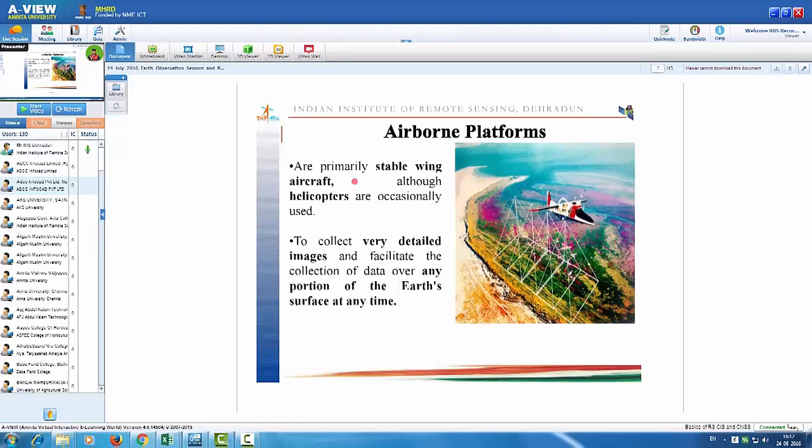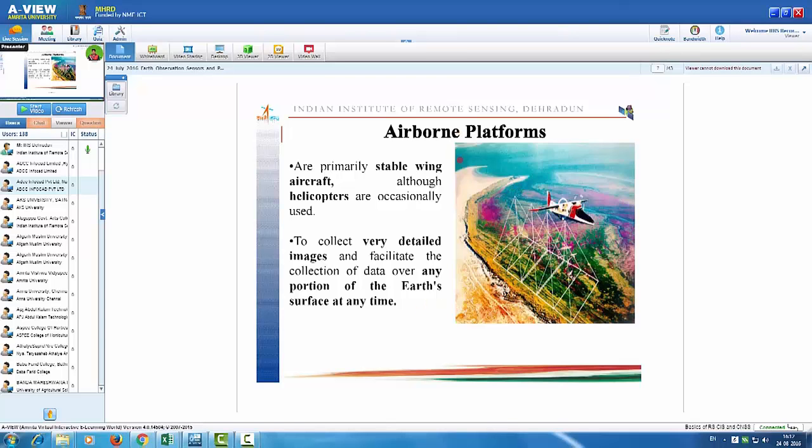Now, airborne platforms are sometimes fixed-wing aircraft, and helicopters can also be used for acquisition of data. As I already told you, they fly at a lower altitude, so they give you high spatial information. I will tell you what spatial information means in an upcoming slide. And if you require data urgently, you can fly an aircraft anytime, acquire data, and process it after the aircraft lands.